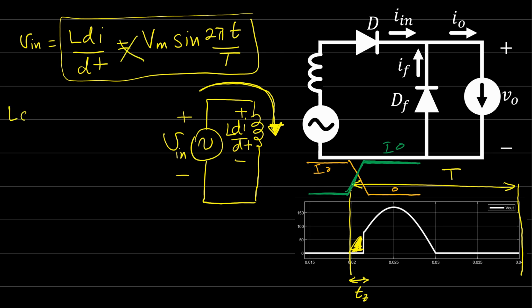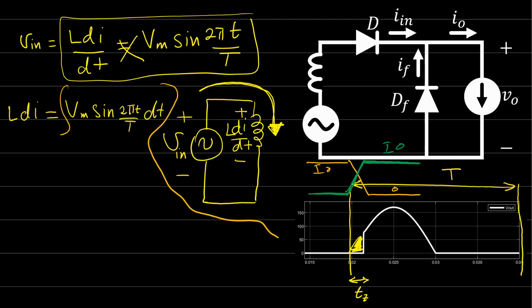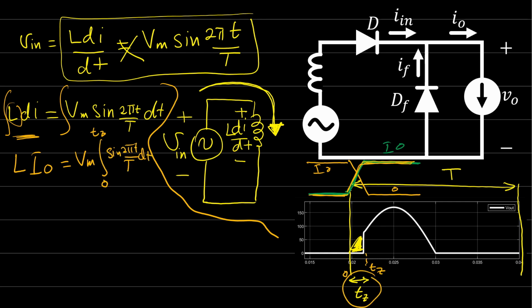You'll find that L dI is equal to V maximum sine 2 pi t over T times dt. If you take the integral for both sides, L is constant, so the integral for this current is the value increasing from 0 to I out, so the limits of the integration here are from 0 to I out. We'll end up with the integral of di being I out times L. And this will be V maximum, the integration from 0 to Tz for the sine wave. Taking the integral of this sine wave gives minus cosine, divided by 2 pi over capital T.